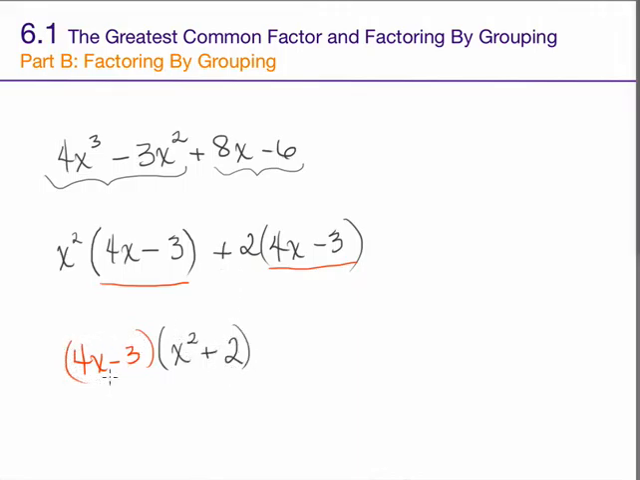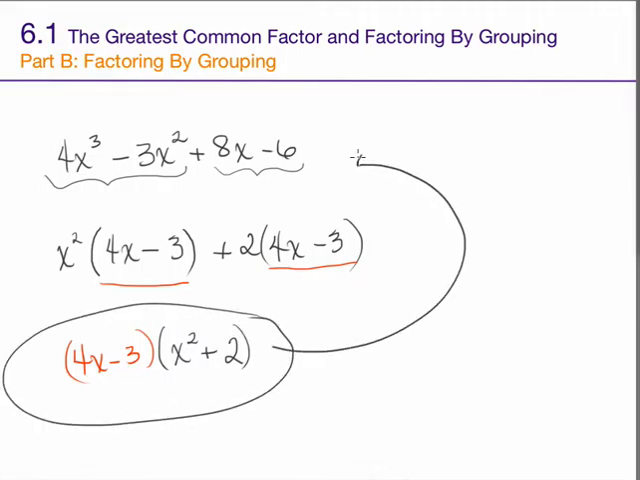The thing I had to multiply 4x minus 3 by to get this whole term here was x squared. The thing I needed to multiply 4x minus 3 by to get this term was 2. So x squared was left over when I factored out 4x minus 3, and 2 was left over when I factored out 4x minus 3. This is my answer. This is the factored form of this expression.